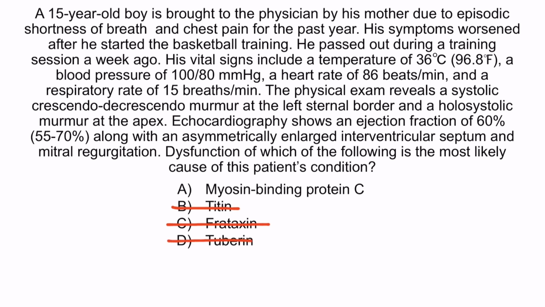Finally, option D, Tuberin, is incorrect because tuberin dysfunction is seen in tuberous sclerosis. The patient with tuberous sclerosis presents with cardiac rhabdomyoma, ash leaf spots, shagreen patches, or periungual fibromas, just to name a few. All these findings are absent in this patient. And that concludes our lecture on diseases of the heart muscle.